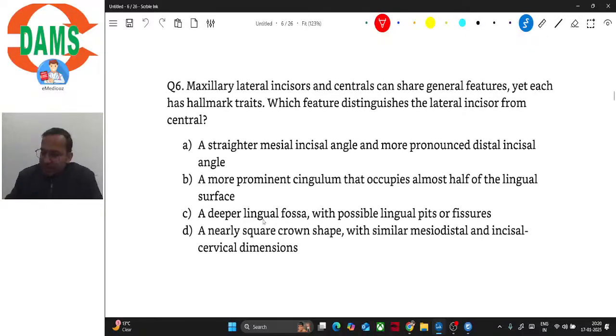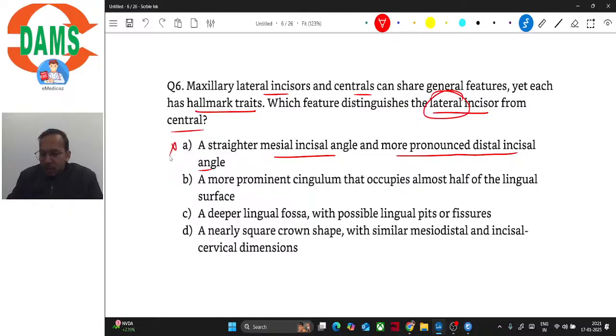Maxillary lateral incisor and centrals can share general features, yet each has hallmark traits, right? Each has unique features that differentiate them from each other, right? So which feature distinguishes the lateral incisor from central? Now we must look for the features of lateral incisor, right? Straighter mesial incisal angle and more pronounced distal incisal angle. So actually, in the lateral incisor, the mesio-incisal angle is sharper and the distal incisal angle is rounded, isn't it? So option A is incorrect.